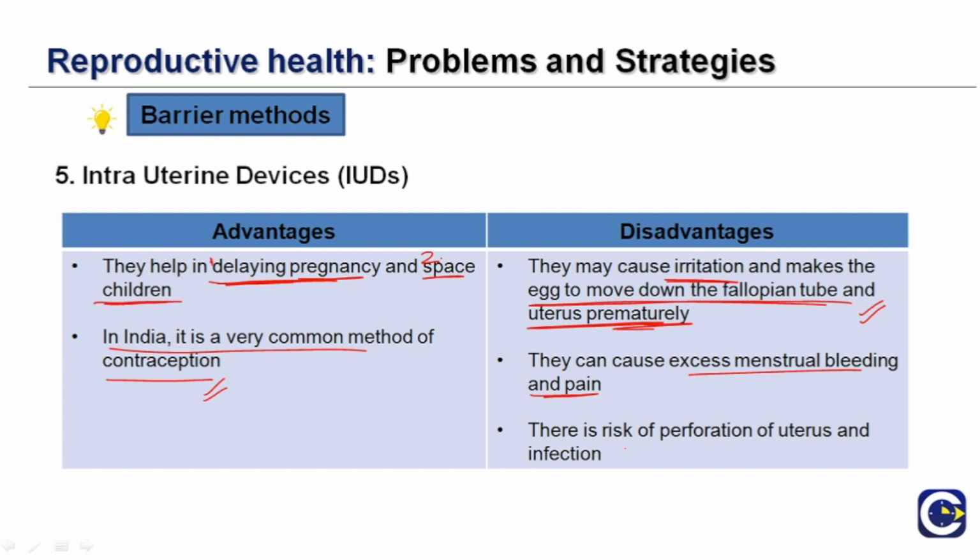This is another disadvantage. And there is also a risk of perforation of the uterus and therefore an infection. Although the disadvantages sound very bad, and they also look much more numerous compared to the advantages, these disadvantages generally take place in a very small population of women. But it is very important to consult your doctor before inserting an intrauterine device. They are still the most commonly used method of contraception and also the most effective ones.